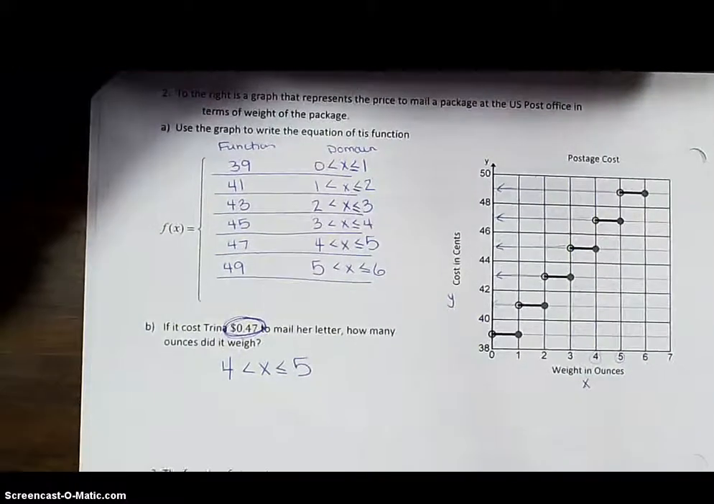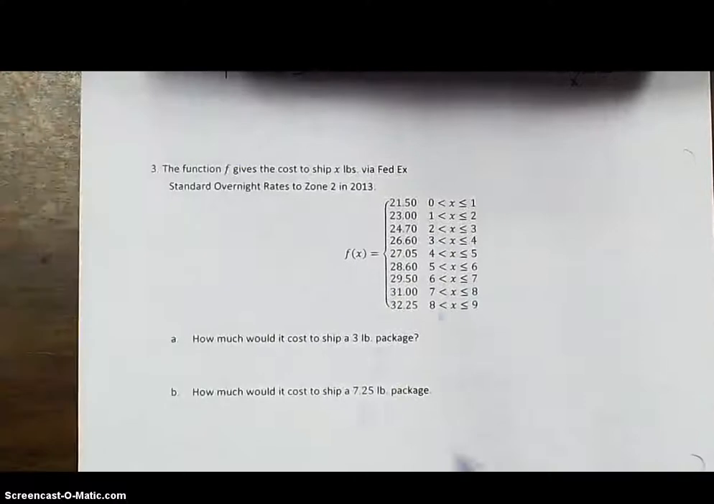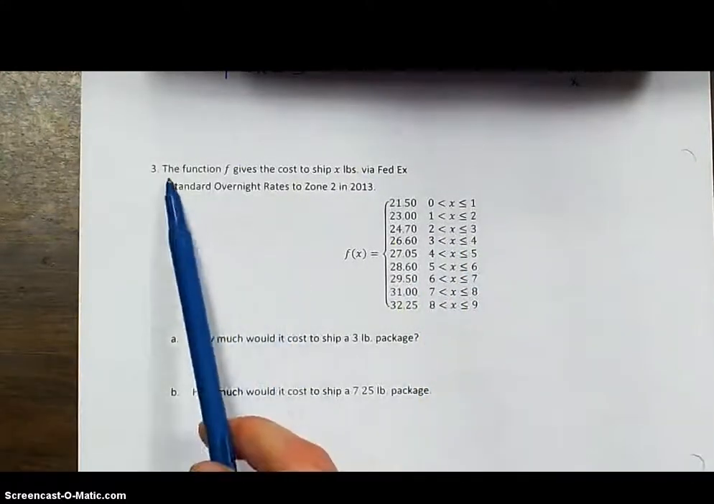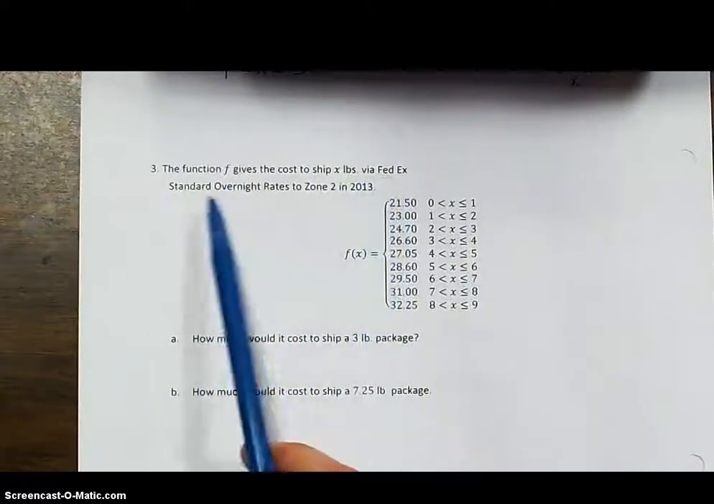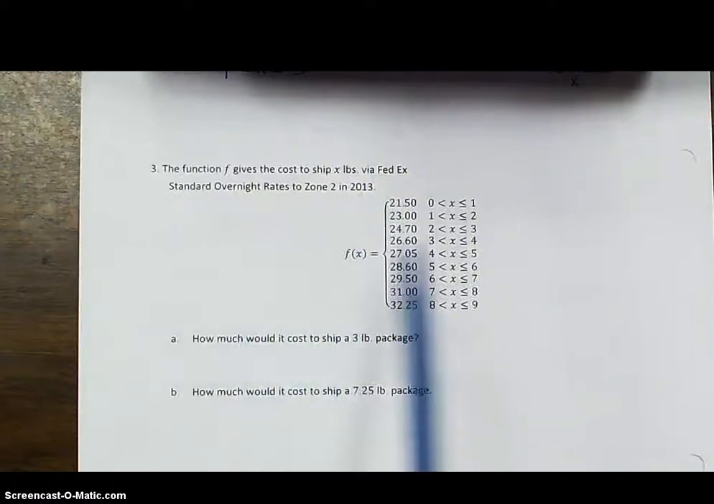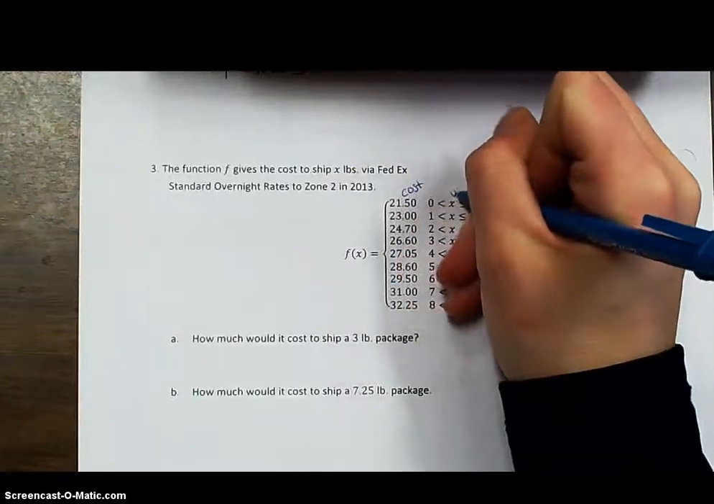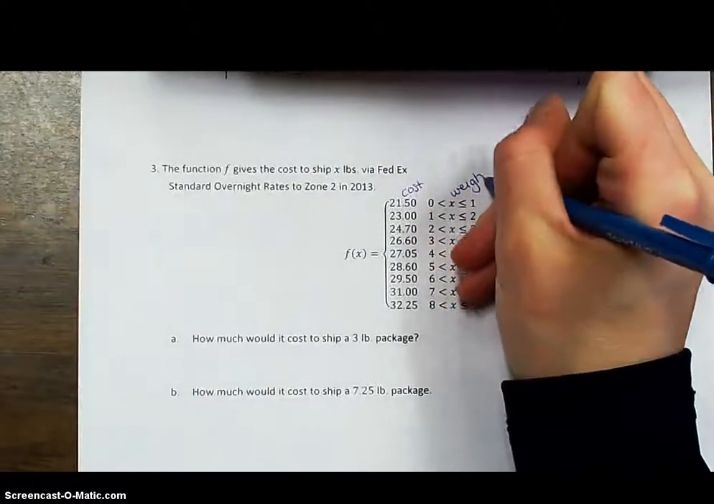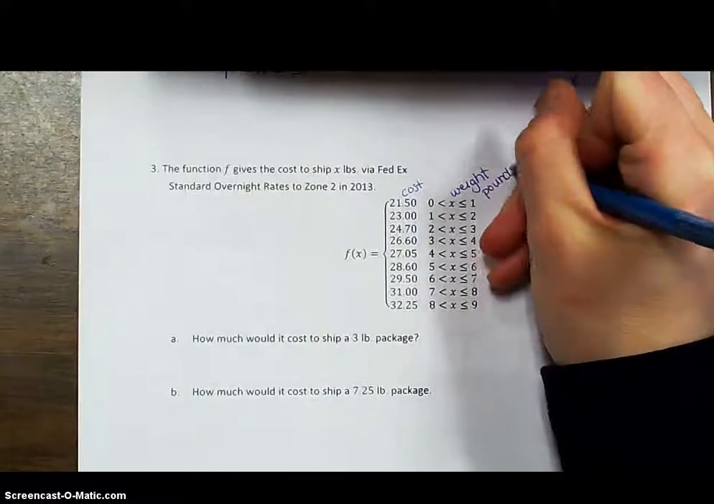All right, so what I'd like you to do now is take a look at the third one just for a second, and see if you can interpret the piecewise function here. So the function f gives the cost to ship x pounds via FedEx, standard overnight rates to Zone 2 in 2013. So this is how much it costs, this is the cost, and this is the weight in pounds.